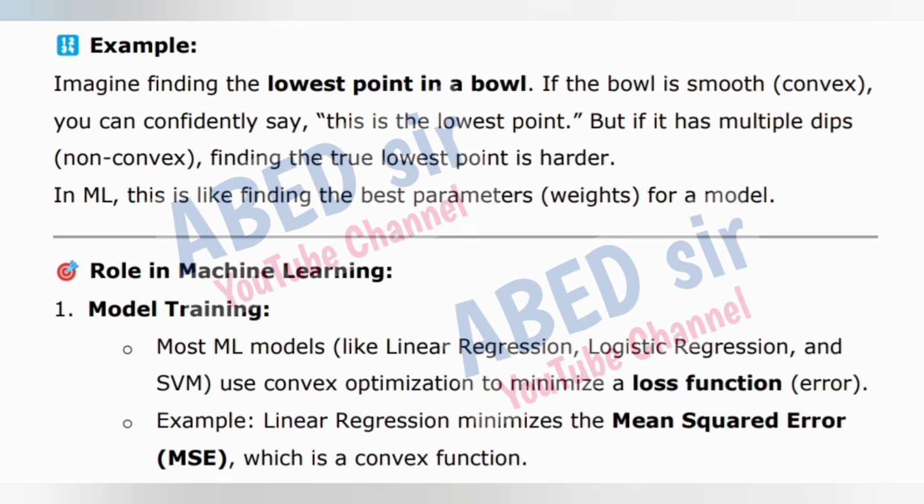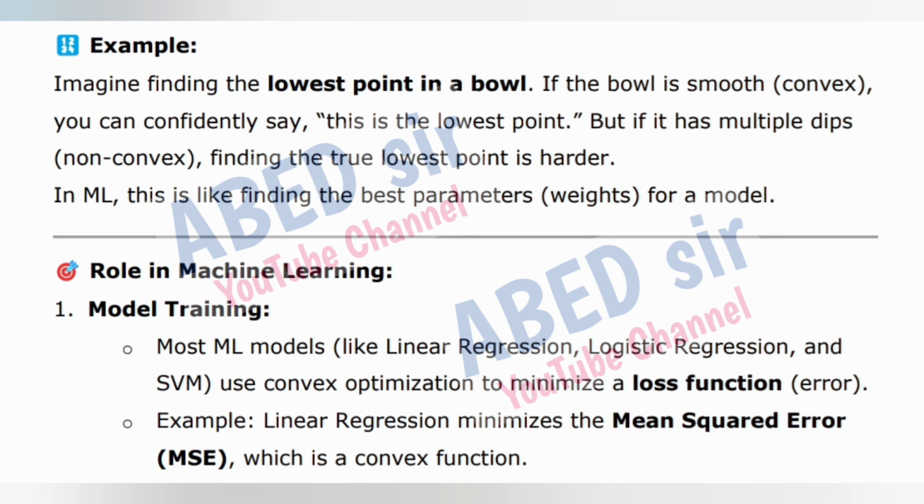But if it has multiple dips, non-convex, finding the true lowest point is harder. In ML, this is like finding the best parameters, weights, for a model. Role in machine learning.